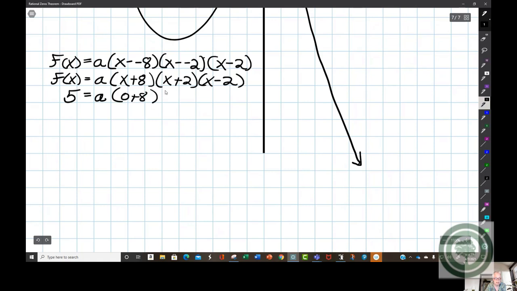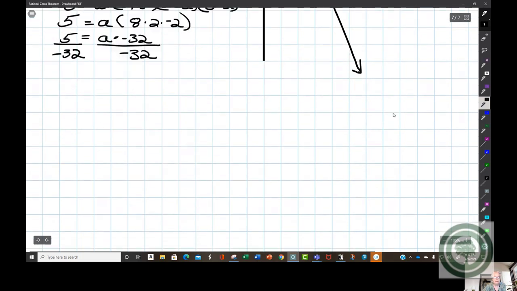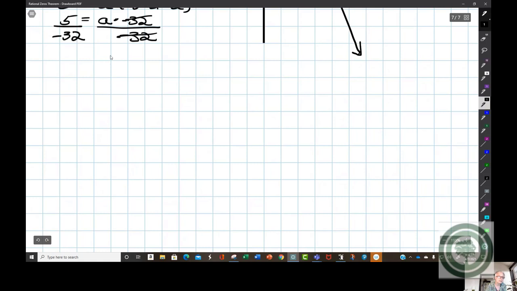0 plus 8. 0 plus 2. 0 minus 2. So 5 equals A times 8 times 2 times negative 2. That's 16, that's negative 32. 5 equals A times negative 32. I'll divide both sides by negative 32. And what I'm about to discover is that A equals negative 5 over 32.